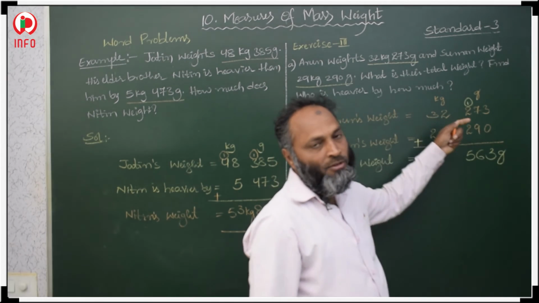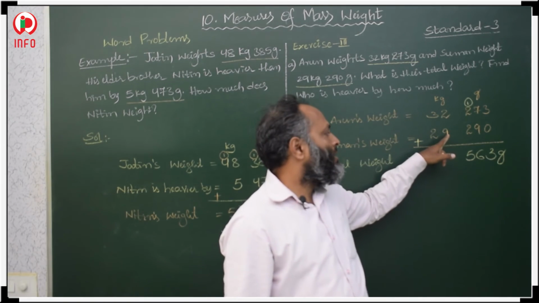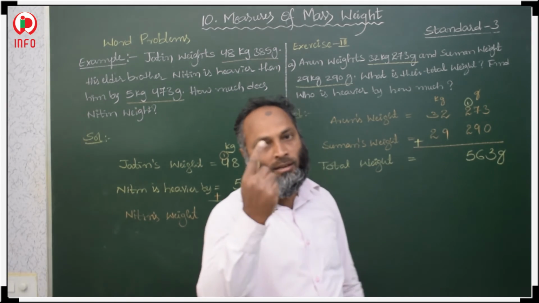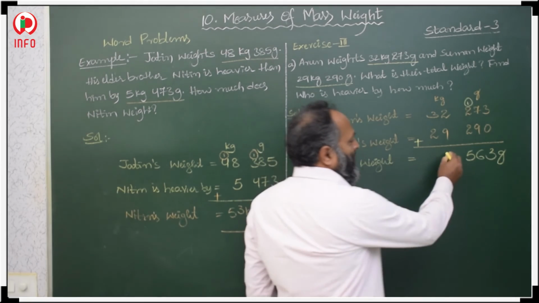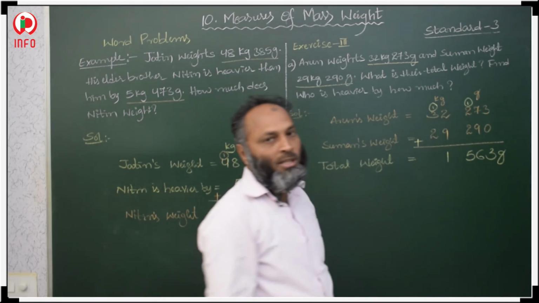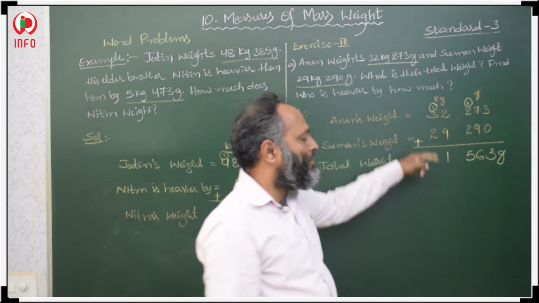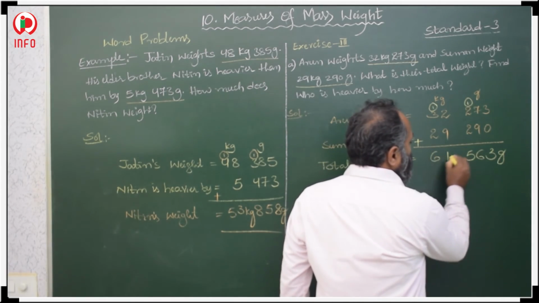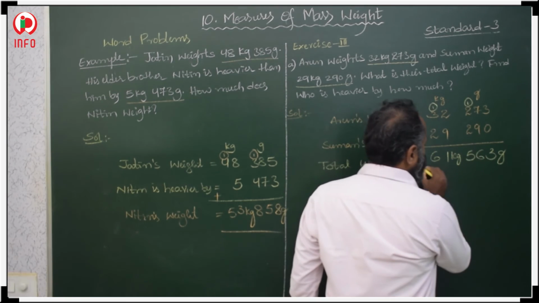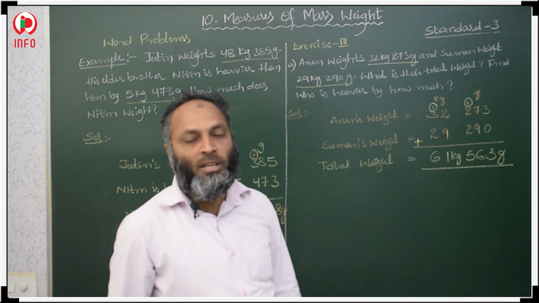Now in kgs we have to add. In kgs place, ones digit we have to add. So 9 plus 2: 10, 11. 11 means 1 in ones place, and 1 we take as carry over to the tens place. After that 3 plus 1, 4. 4 plus 2, 6. 61 kg. This is the total weight: 61 kgs 363 grams.